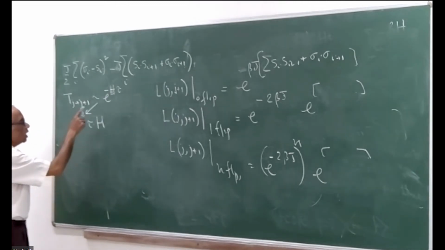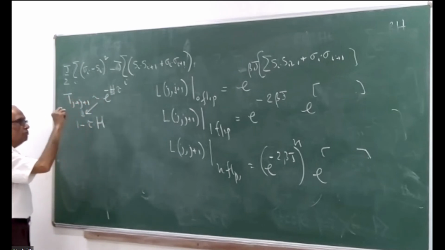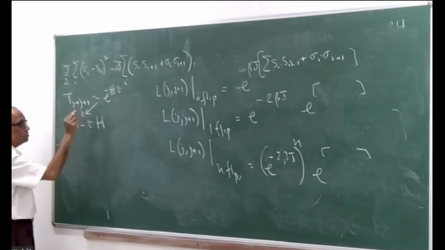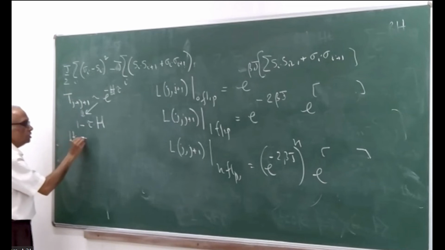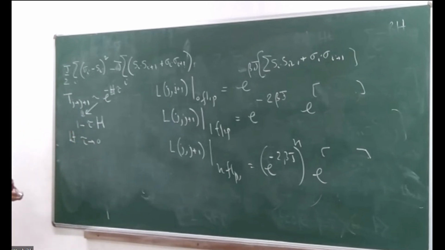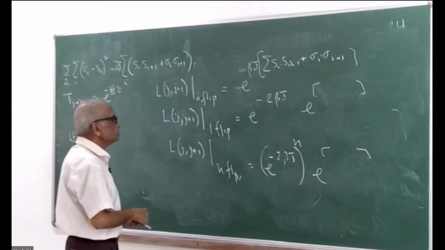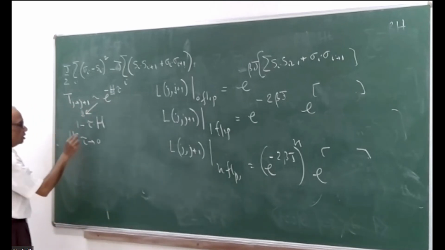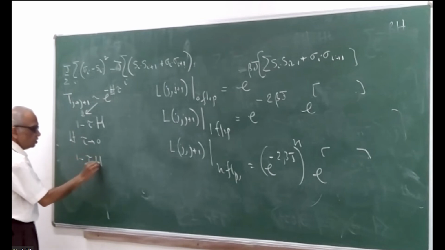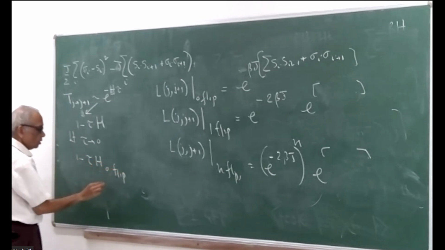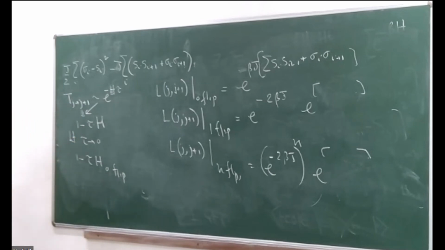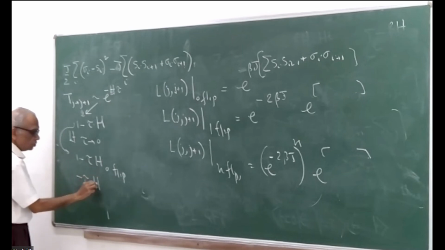So that's my next business. I know that for a small evolution, the transfer matrix looks like this in the limit tau tending to 0. What is tau tending to 0? It means that the separation from j to j plus 1 is very small. So the matrix elements of this would be 1 minus tau h 0 flip, and then minus tau h 1 flip.